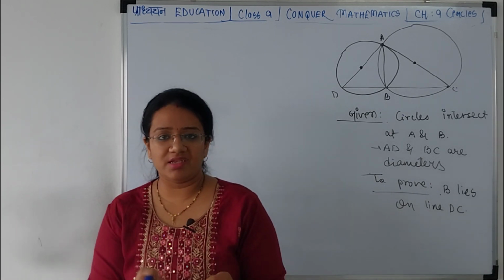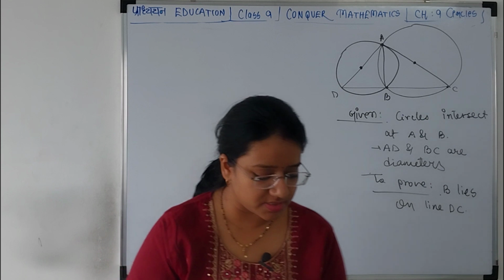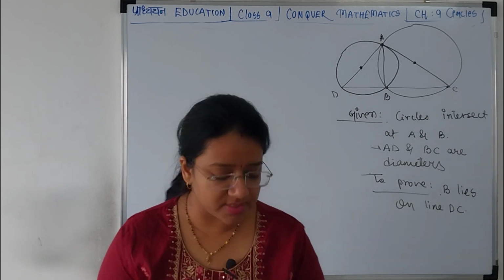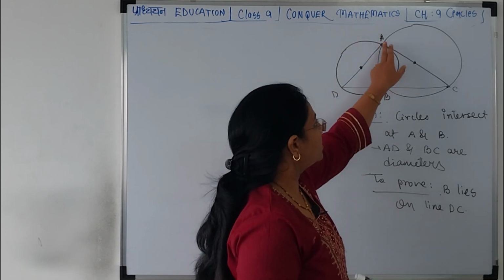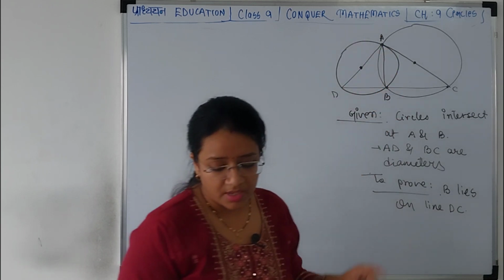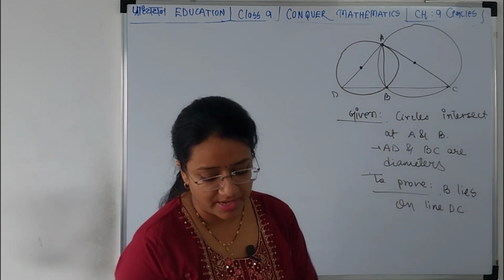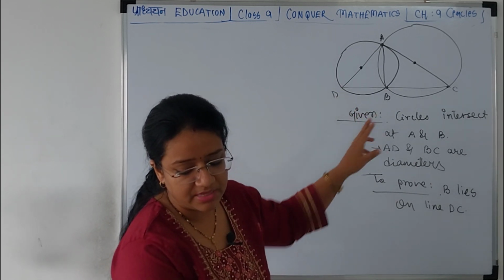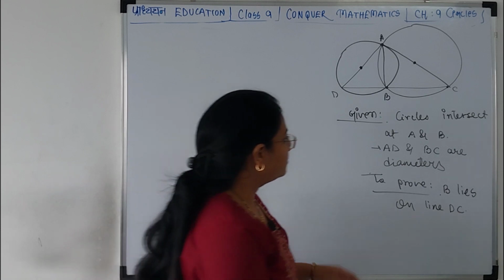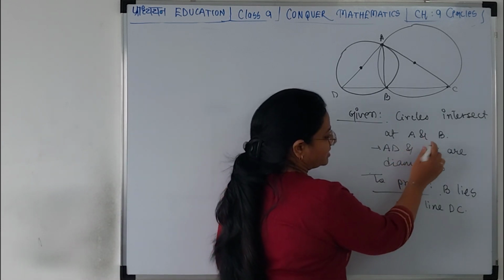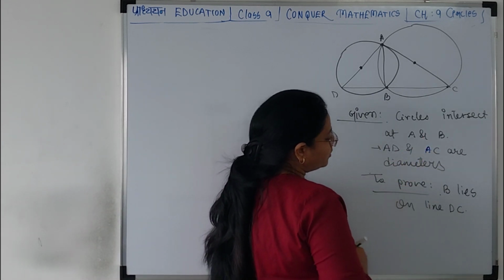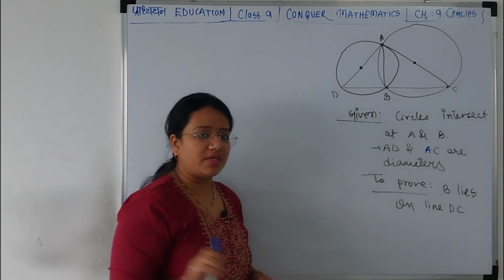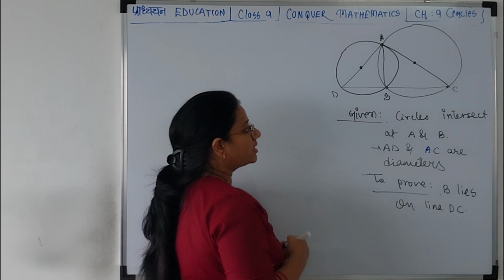It is very easy, a two-step question. Let's understand. The question is, two circles intersect at points A and B. AD and AC are the diameters of the two circles as shown. Prove that B lies on line segment DC. AD and AC are the diameters. To prove is that B lies on line segment DC. Okay, very easy. Let's understand what we will do.